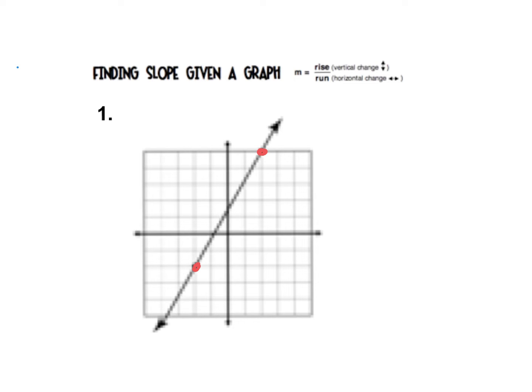So I'm going to start at this point right here, and I'm going to be going up 1, 2, 3, 4, 5, 6, 7. And so my slope, I have a rise of 7, and my run, I'm going over 1, 2, 3, 4. So my slope here is going to be 7 all over 4.